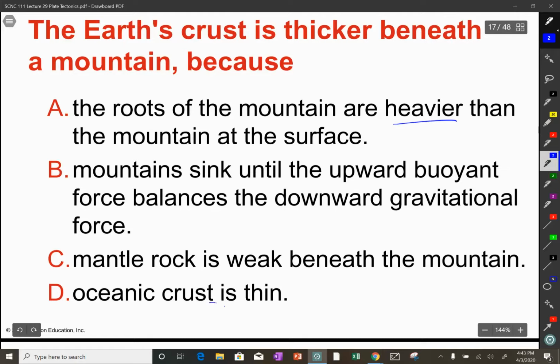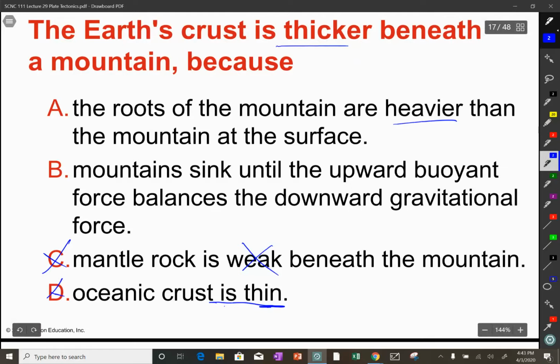Well, oceanic crust is thin, that's true, but that doesn't explain why the Earth's crust is thicker beneath a mountain. It just is a statement. The mantle rock is weak really isn't even applicable because we're talking about something that is flowing, kind of fluid. You don't talk about the strength or the weakness of water, right? So that's not even a reasonable comment. So we're left with the top two.